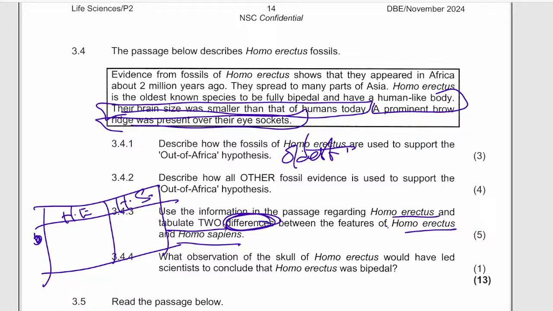Then point number one, I say that Homo erectus, they say that it has a predominant brow ridge. Then you tell us predominant brow ridge. Then here you talk about it has no brow ridge. You understand? Then you talk about a larger brain; it was smaller than that of humans. Brain size, smaller brain size. Then for Homo sapiens, larger brain size. If you said cranium, maybe larger cranium for humans and then smaller cranium for Homo erectus, that could also be true.